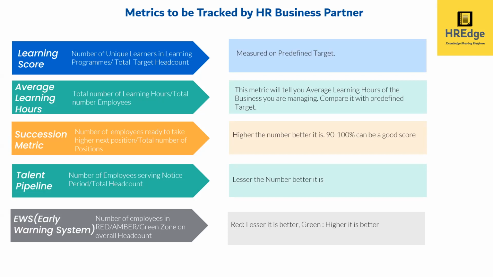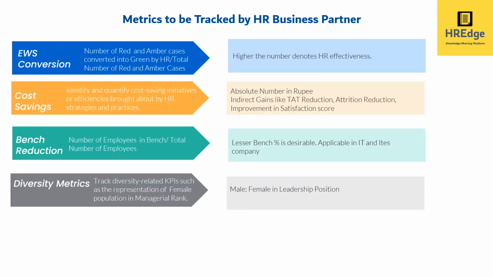So the number should be less. It gives you an indication of where your attrition is trending, what the problem is, etc. If you start connecting with the people in the red and the amber cases, then you will be able to know where the problem is.